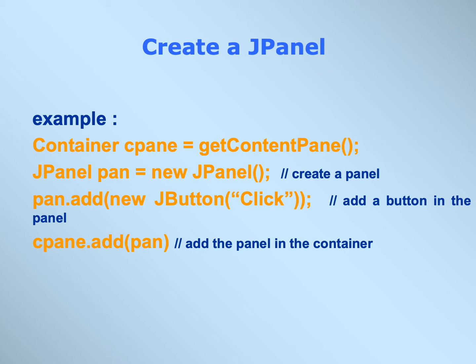So if we have a button, we can add that button into our JPanel. So we would write pan.add(new JButton), and then we want to call our button as click. Then we would add our panel in the container by writing cPane.add(pan). To make this easier to understand, we have our button, we add our button to our JPanel, we have our JPanel, we add that to our container, which is our content pane, and then content pane is within our JFrame.